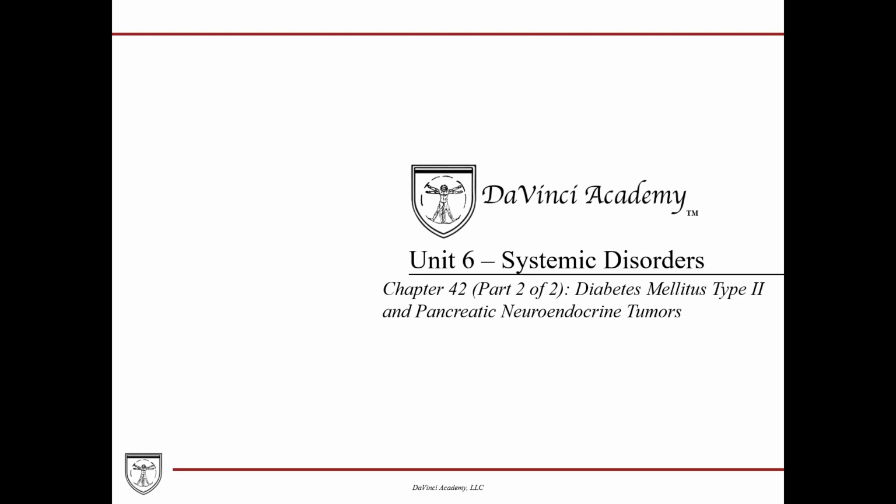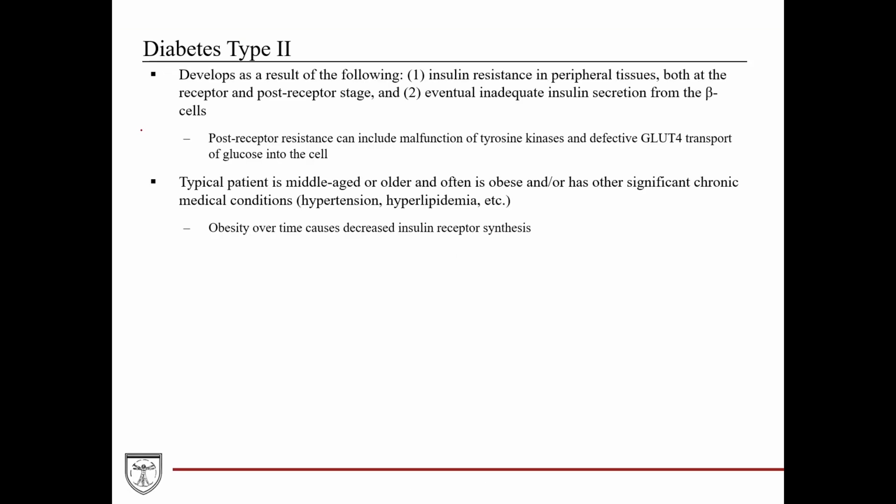All right, so this is the second lecture for chapter 42, and in this lecture we're going to talk about diabetes type 2 and then some pancreatic neuroendocrine tumors. So diabetes 2, some of this we've mentioned already, but it develops as a result of insulin resistance in peripheral tissues, both at the receptor and at the post-receptor stage. And then eventually you develop inadequate insulin secretion from the beta cells.